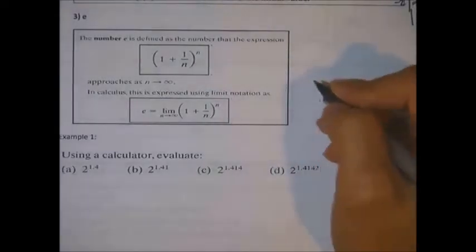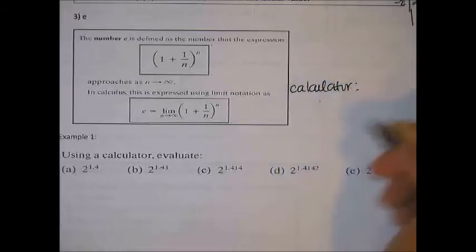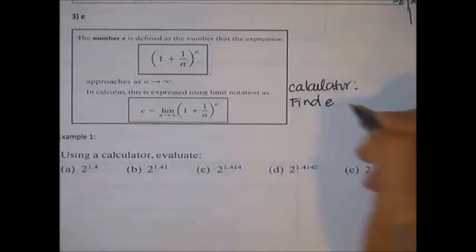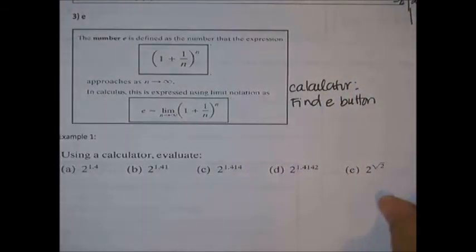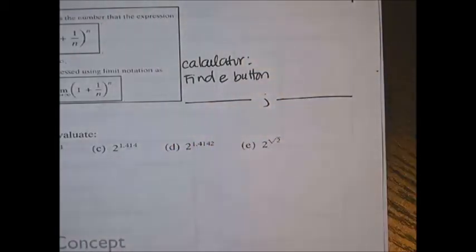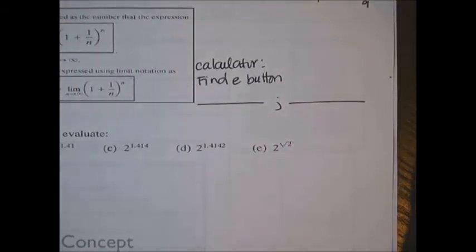Alright, so what I would like for you to do right now is use a calculator. In your notes, use your calculator and find the E button. I would like for you to write 2 locations where your E button is. When I check your notes, I need to see these. Okay, go and find your E button.